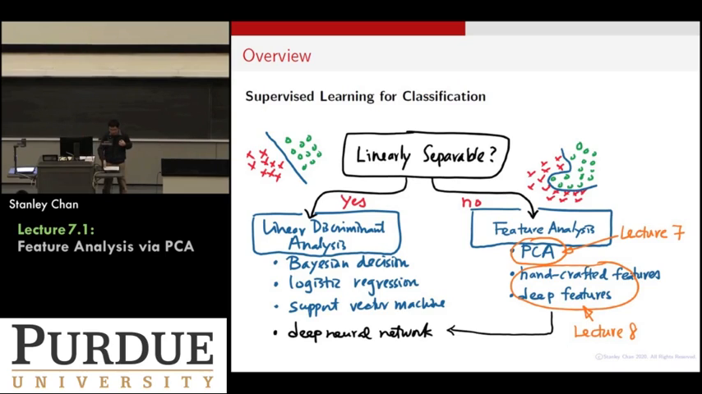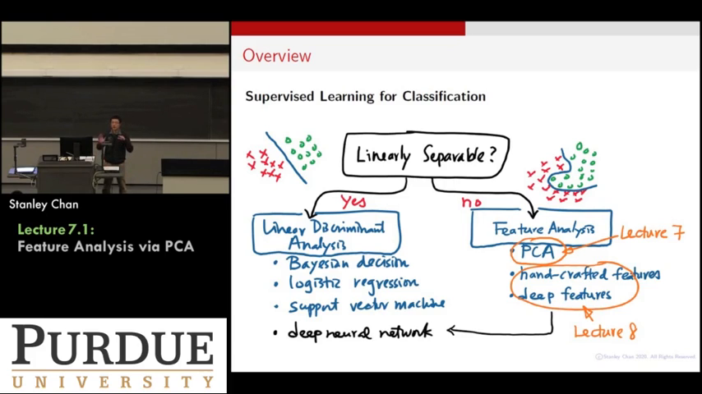So in this lecture 7, we're going to look into what is PCA, things you may have heard before, but if not, it's also a good time to learn about this idea of PCA. It's very useful. Then next time, we will talk about something you will definitely like. It's called deep neural network.